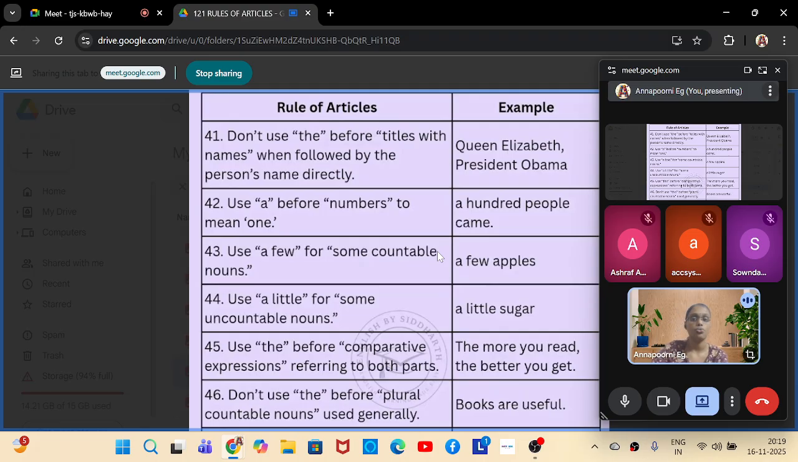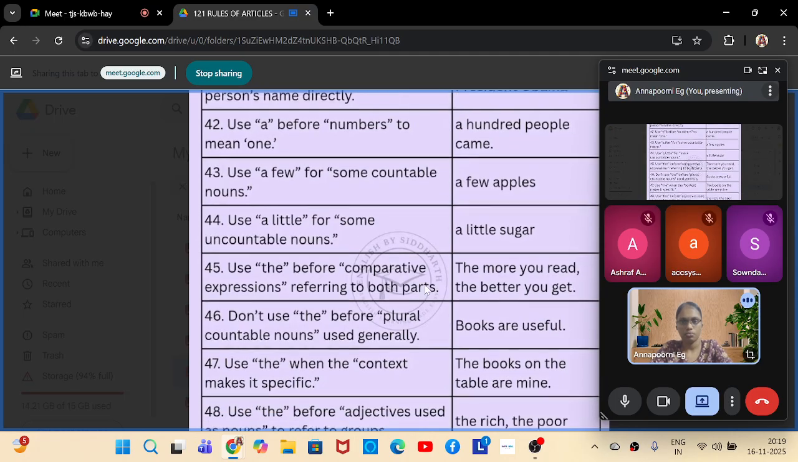Right now, the 43rd rule says use a few for some countable nouns. For countable nouns you can use a few. For example, a few apples are there in the basket, etc. Whereas if it is an uncountable noun, you have to use a little. Please don't use a few for uncountable nouns. A little is to be used with uncountable nouns. For example, a little sugar. Can I get a little sugar, please? We used to ask, right?